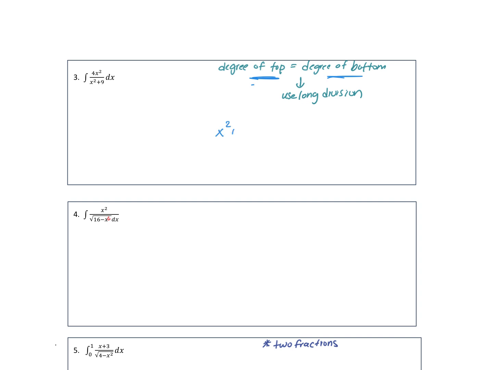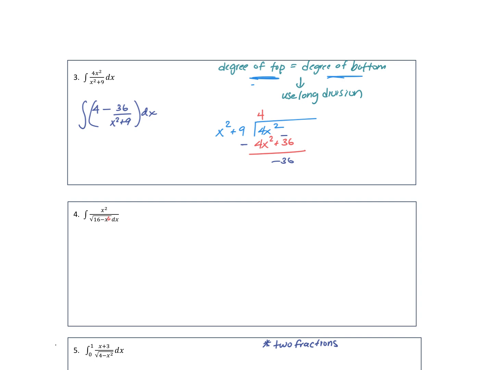So x squared plus 9 divided into 4x squared. So this would get a 4. We get 4x squared plus 36. We subtract, and you get negative 36. So I'm going to separate this. So we integrate: it's 4 minus 36 over x squared plus 9 dx, and we can just integrate them as two separate integrals. So the first one would just become 4x.